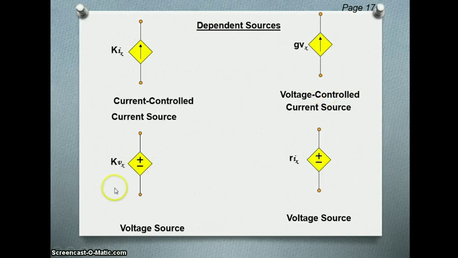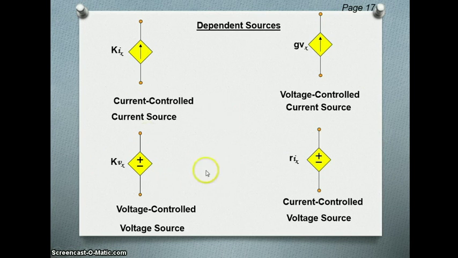Similar situation for a dependent voltage source. Look at the left side. This is a voltage source, it's very clear, and the voltage of that source depends on another voltage. Hence that becomes a voltage controlled voltage source. Coming to the right side, this is again a voltage source, but the voltage depends on a current value. So this is a current controlled voltage source.